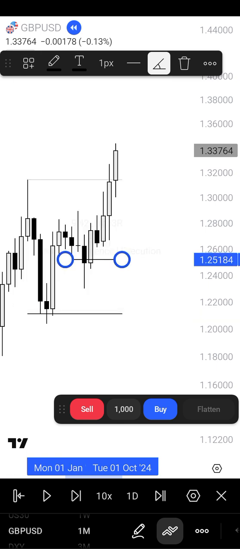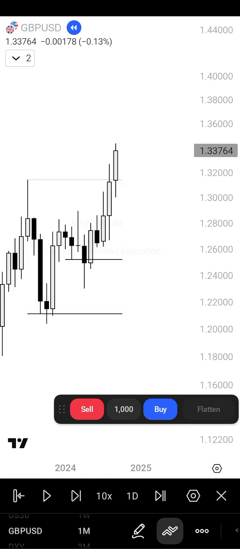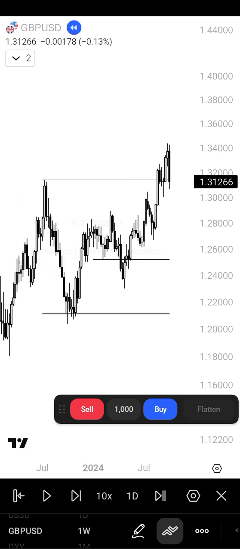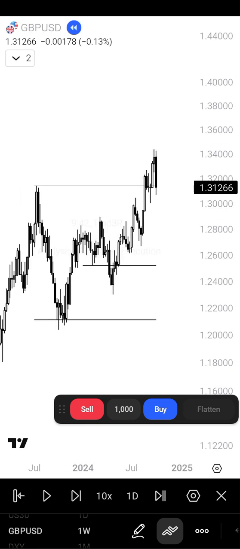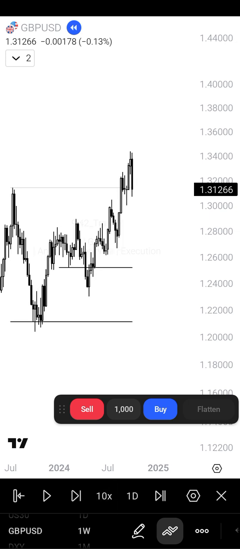Okay, so if we go to the weekly time frame here, now we have our bias built from the higher time frame that we are bullish. So on the lower time frame, which is weekly down to daily and 4 hours, we are expecting what? Retracement towards key levels at a discount.